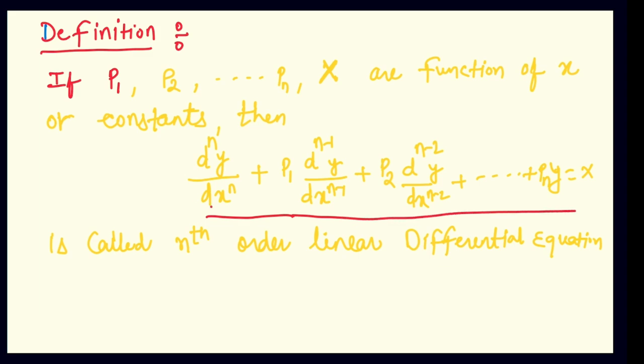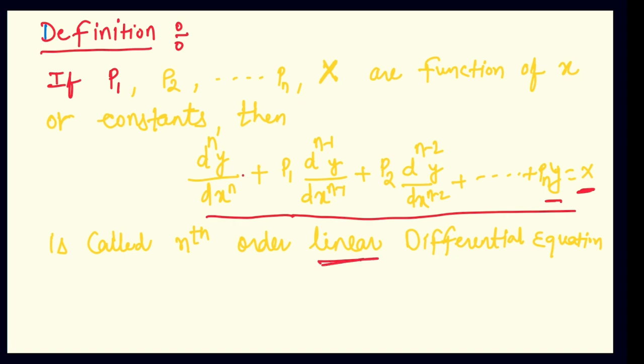So this is the highest order derivative, d^n y upon dx^n, plus p1 times the next lower order derivative, n minus 1, and then n minus 2, and so on, plus pn times y, equal to X, where p1, p2, pn are functions of x, and capital X is also a function of x. Okay, so this is an nth order linear equation.